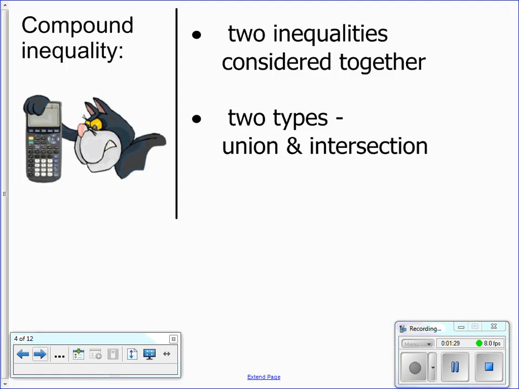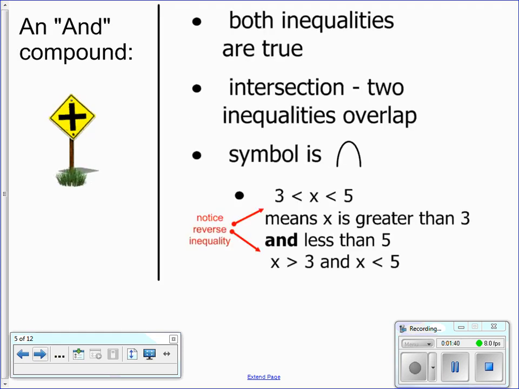So a compound inequality means that we take the two inequalities and we consider them together. And there are two types, a union and an intersection. An and compound means that they're both true. This is called an intersection because the two inequalities overlap, and the symbol kind of looks like an upside down U.